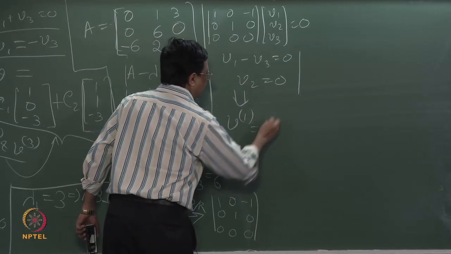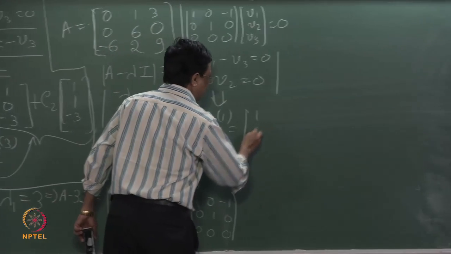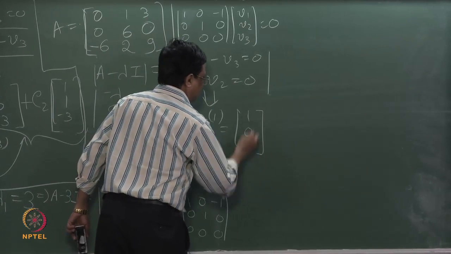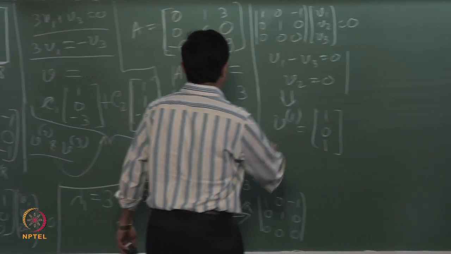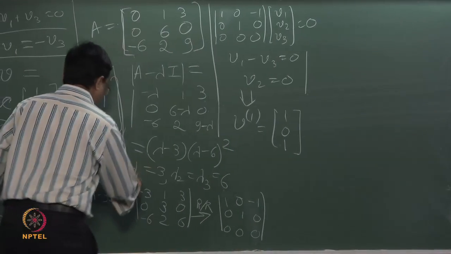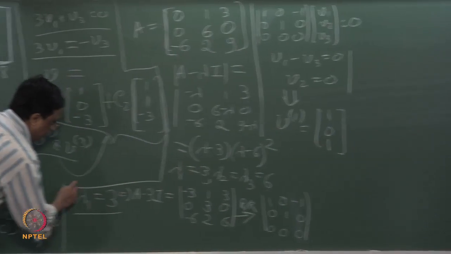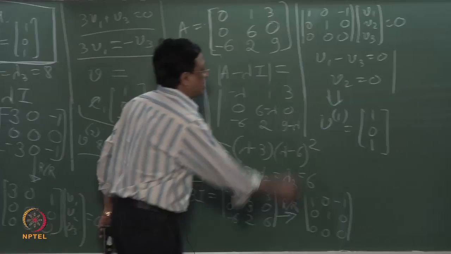First eigenvector, tell me, 1 0 1. We can put a transpose if we want to represent it as a row vector, otherwise we can leave it as a column vector. So this is the eigenvector corresponding to lambda 1 equals 3. So lambda 1 equals 3 gives us this solution here.